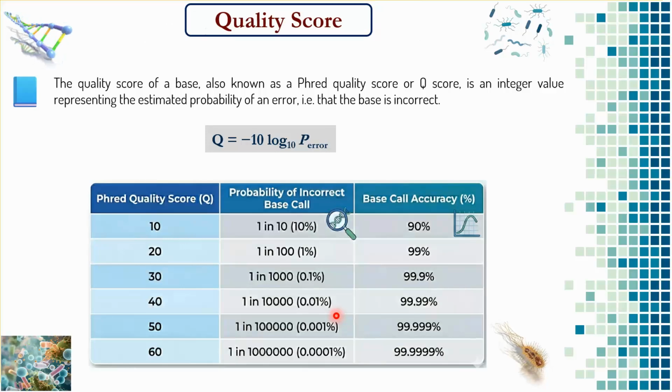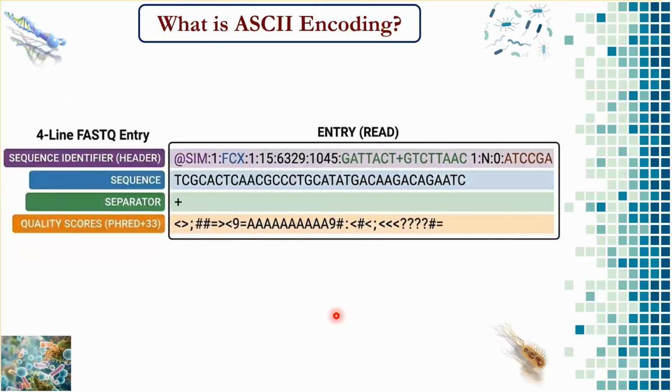Now let's go deeper into something very important. How exactly are quality scores stored as characters? First, let's see what is ASCII encoding. FASTQ does not store quality as numbers. Instead, it stores them as characters using ASCII encoding. Storing quality scores as ASCII characters is more compact than writing numbers like 30, 33, 35, 40 because each value is stored as a single character.